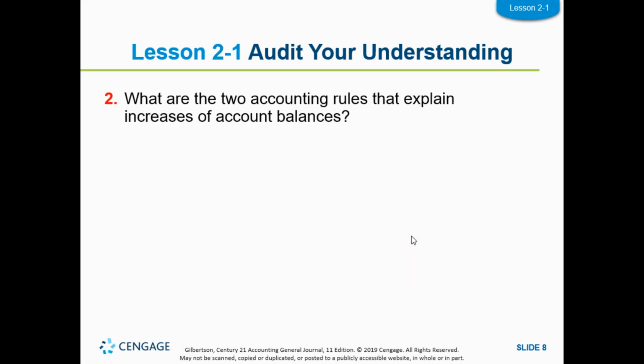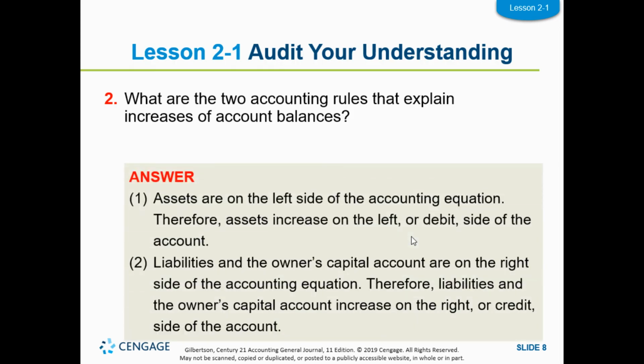What are the two accounting rules that explain increases of account balances? Well, assets are on the left side of the equation. Therefore, assets increase on the left or debit side of the account. Liabilities and owner's capital are on the right side. Therefore, liabilities and owner's equity increase on the right or credit side of the account. That's two pretty good rules. Assets, left side. Liabilities and owner's equity, right side.